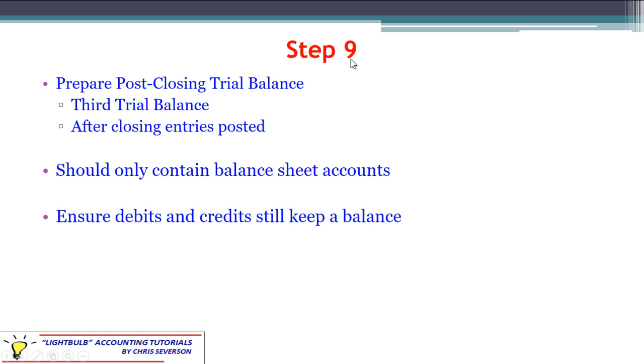Step 9, we're going to prepare a post-closing trial balance. This is the third of 3 trial balances. Keep in mind it's after our closing entries have been posted, so certain accounts won't exist anymore. They'll have 0 balances. All of our revenues, all of our expenses, and the dividends will no longer have a balance. It would all be closed out to retained earnings. So what that tells us is that the retained earnings balance on this post-closing trial balance is going to be different than what was on the adjusted trial balance.